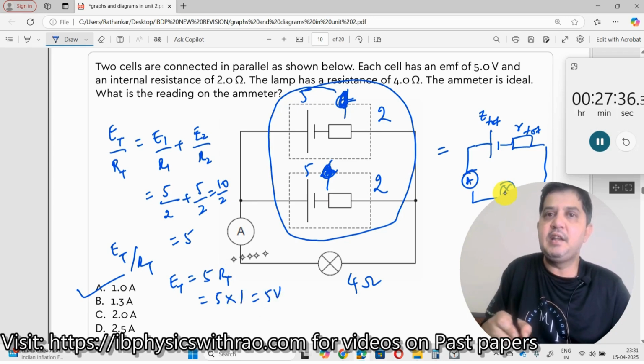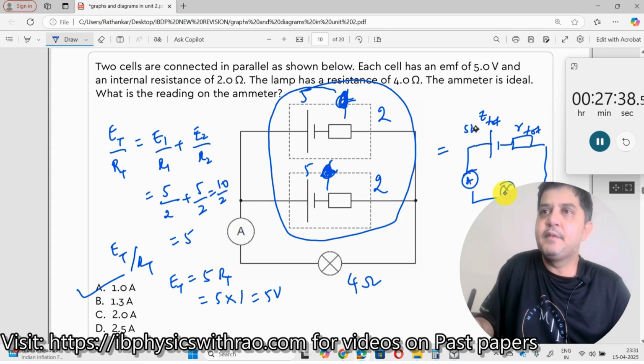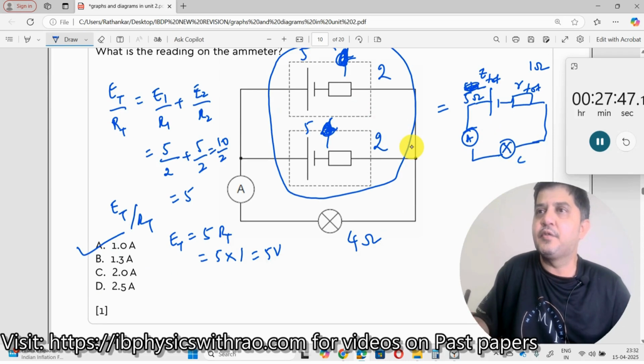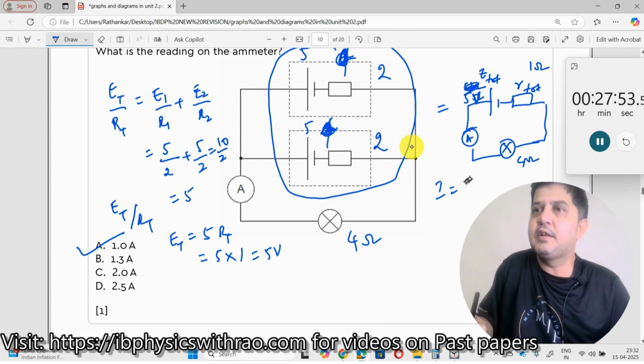Now we have got E total, which is 5 volts over here, and R total, which is 1 ohm over here. And then what is the bulb resistance? 4 ohms over here. So what's the current? Current I is equal to 5 volt divided by 4 plus 1, which is 5. The answer should be 1 ampere.